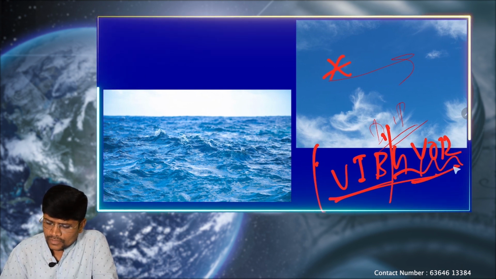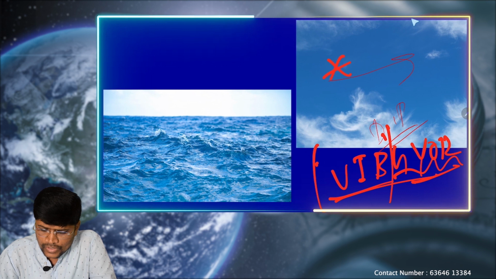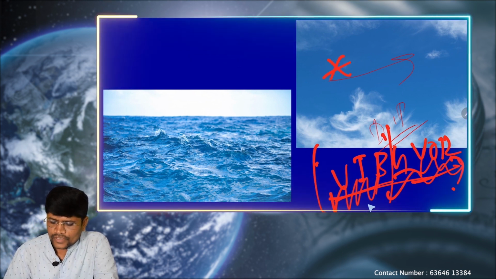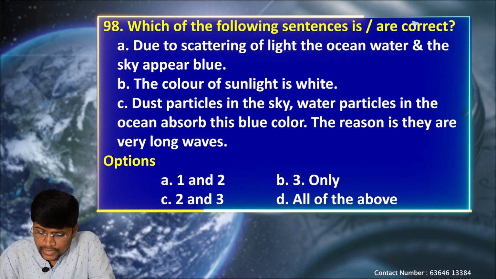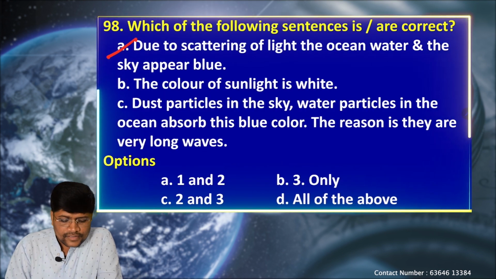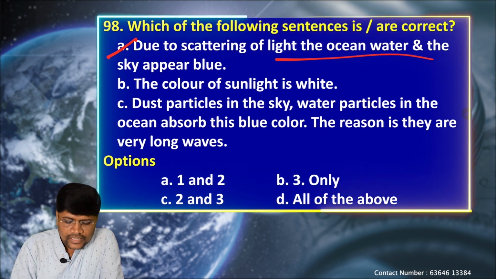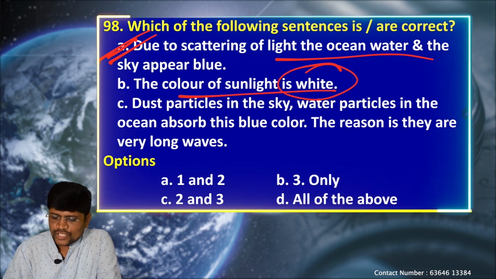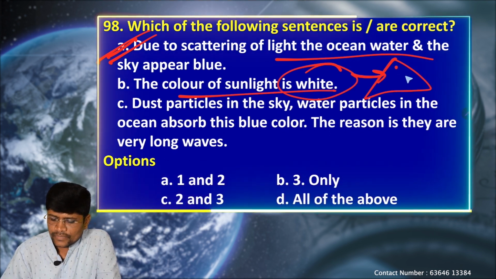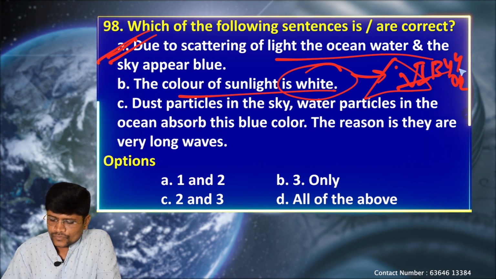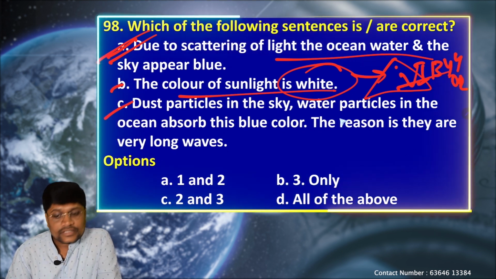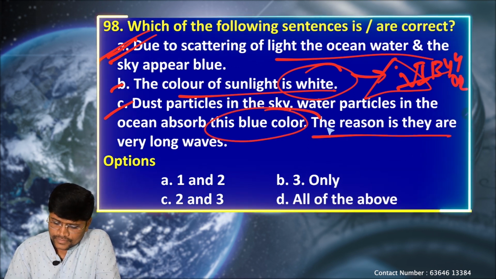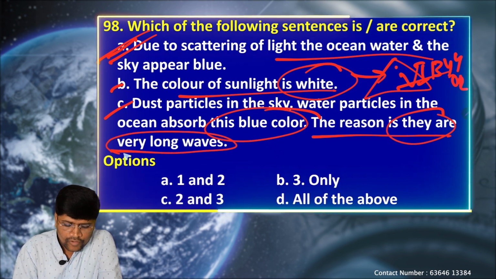The longer wavelengths are completely absorbed. These are long wavelengths, so it is easy to observe, but the higher frequency is very difficult to observe. Let's see the explanation. Option A says due to scattering of the light the ocean water and the sky appear blue. It is certainly correct. Next one, the color of the sunlight is white. That's why when you observe through a prism it splits into 7 different colors. Next, dust particles in the sky and water particles in the ocean absorb this blue color, but here it says the reason is they are very long wavelength.